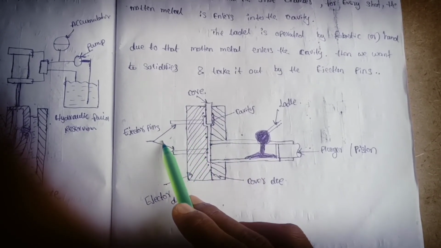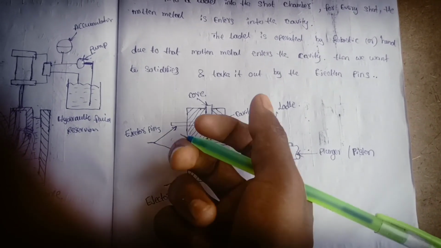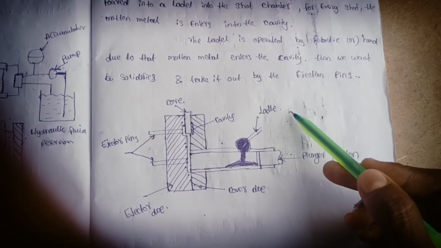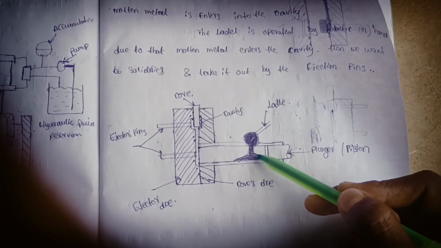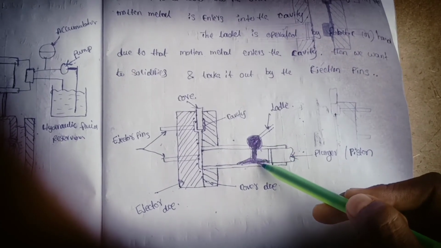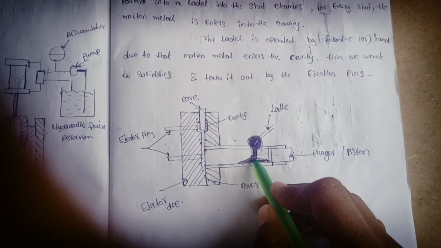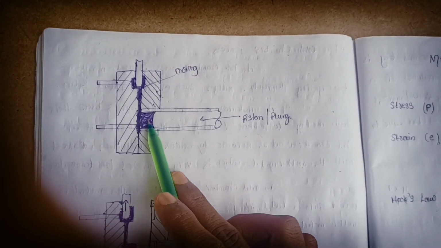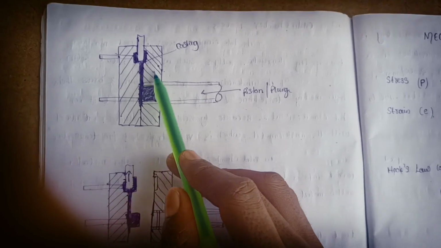So this is a core. Here there are ejector pins, so the ejector die. Because of these ejector pins we can take our required shape outside. That is the ladle. First of all we pour the molten metal from this ladle. Here this is the molten material. When we pour the molten metal into this ladle, then the plunger or piston will pressurize this molten material and it enters this die cavity. See here, the piston is applied to the molten material, then the molten material enters the entire die. So by applying pressure, it enters the entire die.